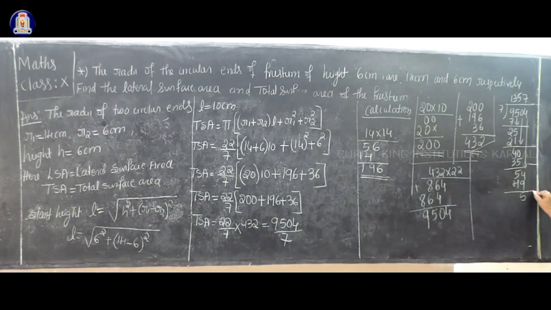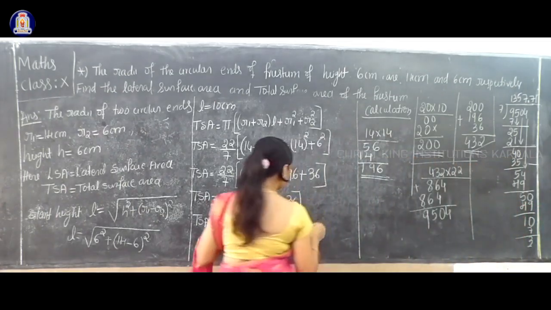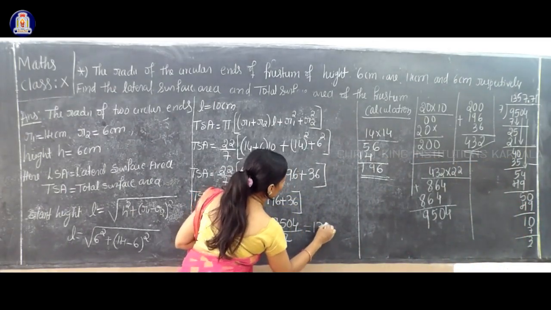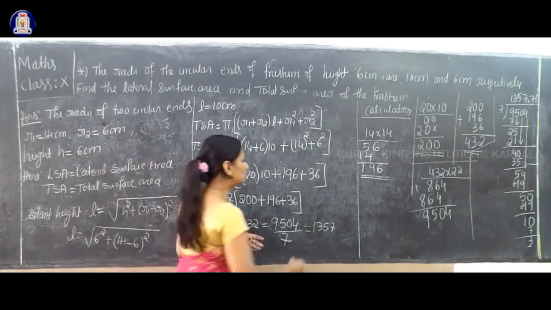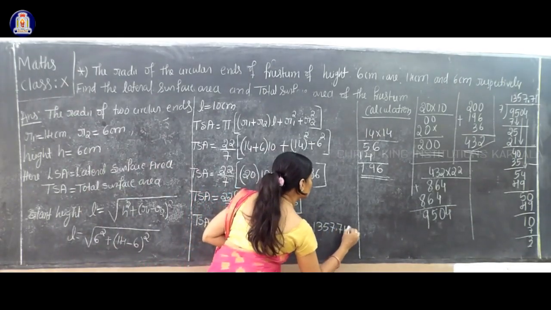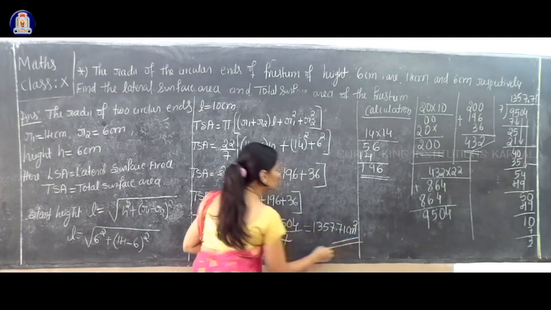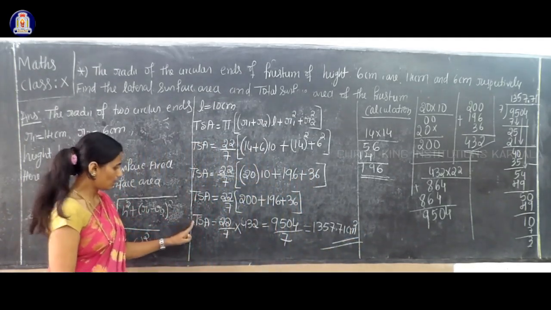Yes, 5 remainder. So take 0 from outside and it is point. So 50. So 7 sevens are 49. So 1 remainder. 10. 7 ones are 7. 3 remainder and it continues. If you want, you can take one more decimal, but I'll stop here. So what is the answer? 1357.71 centimeter square. Why is it centimeter square?